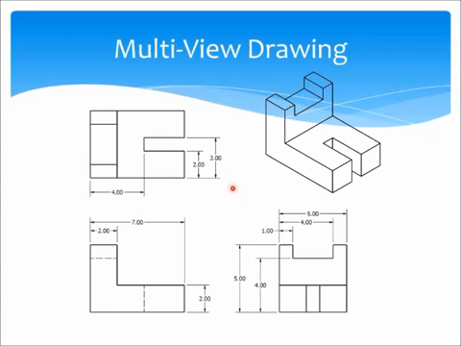Now, you'll also notice in these views that we have numbers here. These are dimensions. And if you look here, you'll see some lines that are dotted. These are called hidden lines, and we are going to talk about those at a later date. So we'll be going through the process of producing this multi-view drawing without the hidden lines and without the dimensions.